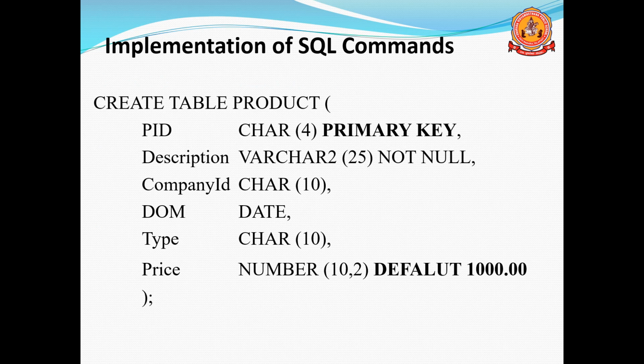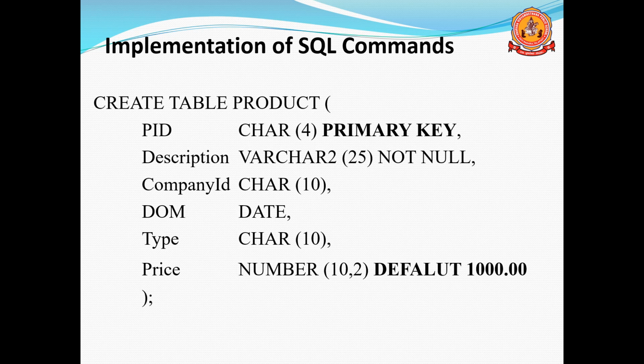I'm not explaining PID, description, company ID, date of month and type, because PID was already discussed as a primary key, and description is given as not null. Company ID is not given here. Everything is okay. You can see only the last column here, price, number of 10,2. But here I specified a default.